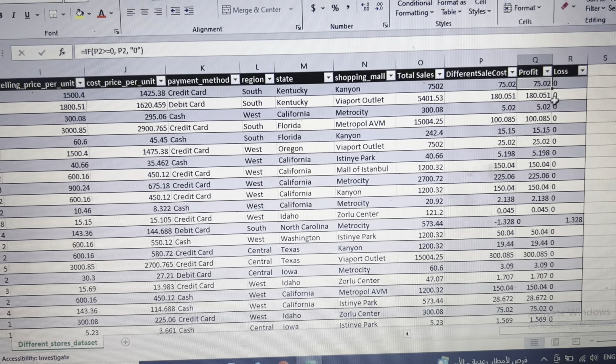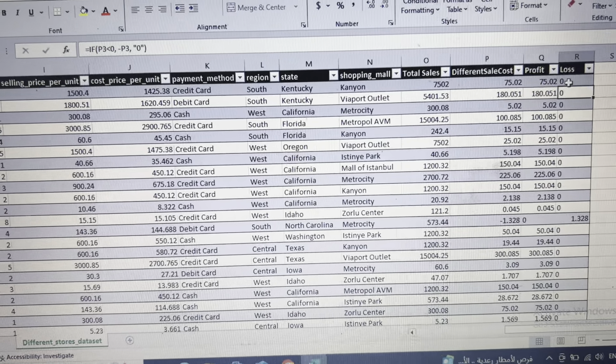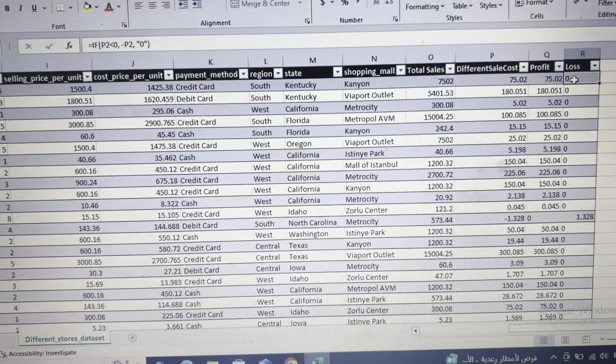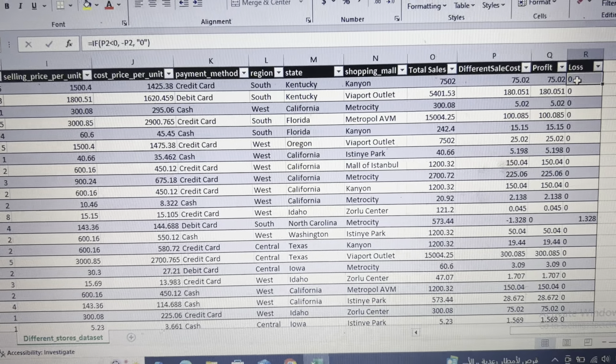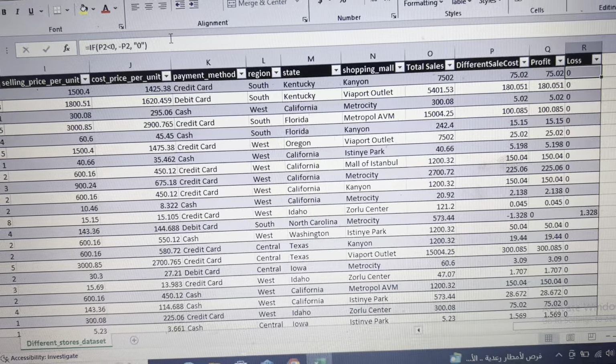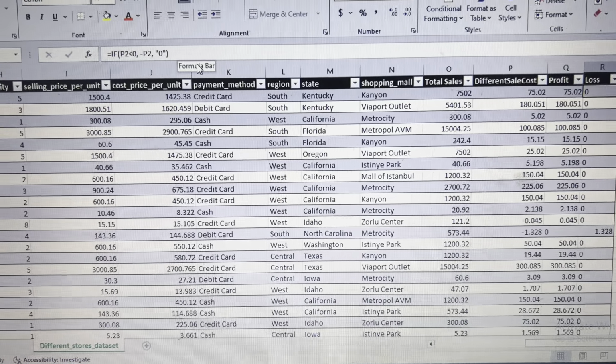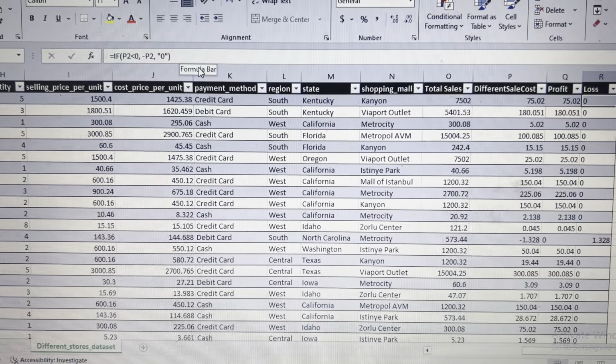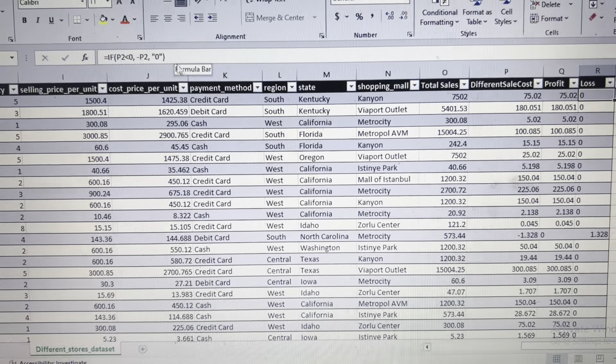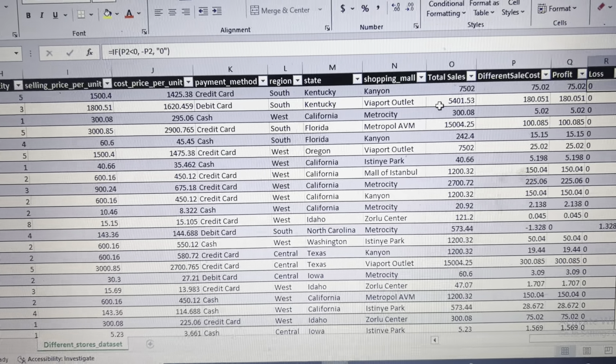Now at the opposite, we have the loss. The loss is if you lost money from the transaction, and I added it with this if condition. If the different sale cost is less than 0, which means it's negative, we write negative different sale cost.